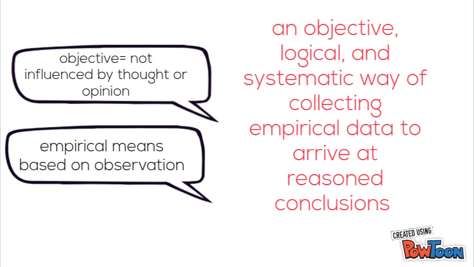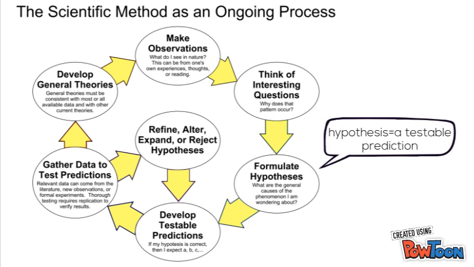It is important to note that objective means that it's not influenced by thought, and empirical means it's based on observation. So as you can see here from this little diagram, the scientific method is an ongoing process, and there are many parts to it which we will describe later. The most important part that you should take note of is the hypothesis, which is a testable prediction which you will base your research on.